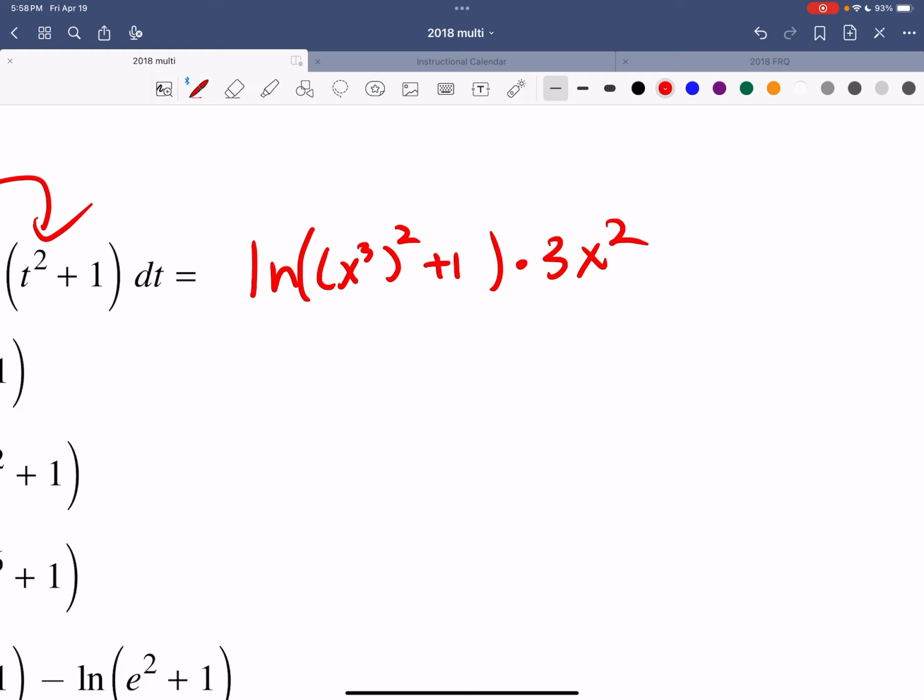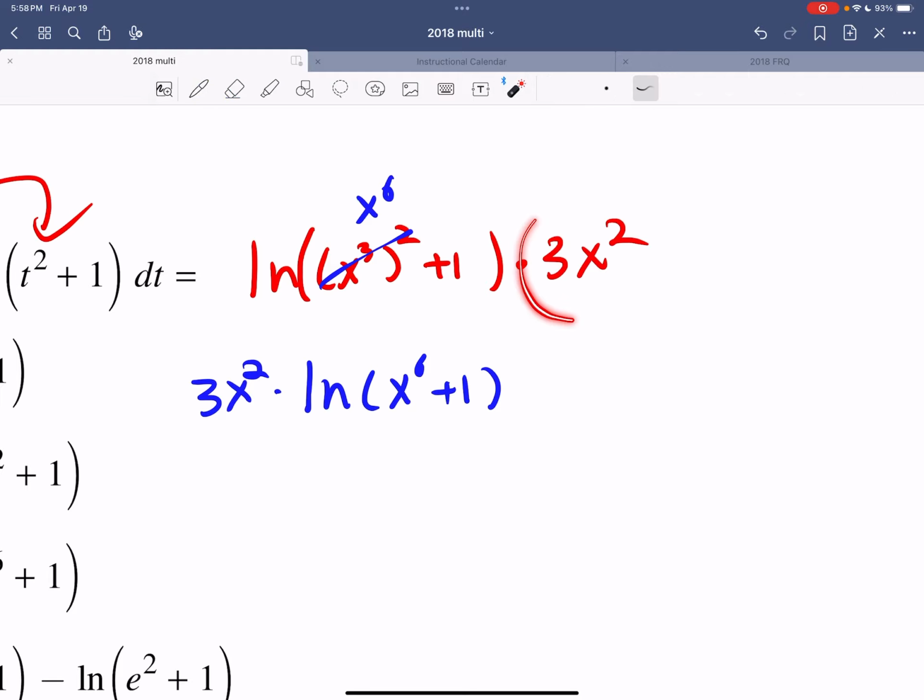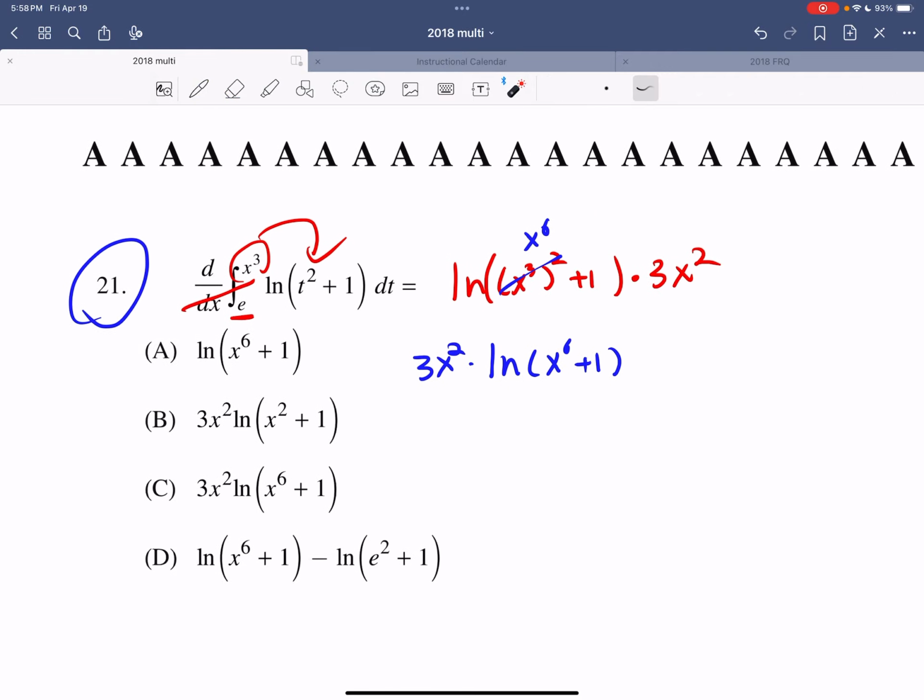So let's simplify this. x to the third power squared is going to be x to the sixth power. So it's going to be the same thing as natural log of x to the sixth power plus 1 times 3x squared. Instead of writing here, let me write 3x squared times, okay? But you can still bring it down, whichever you want. So as you can see, these two are exactly the same thing, so the answer is going to be C. It's that easy.